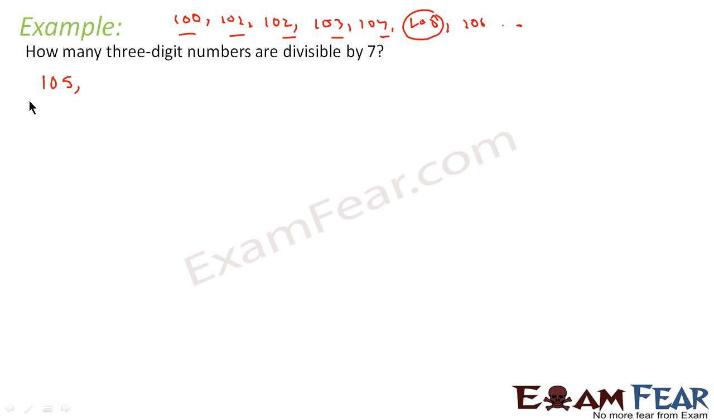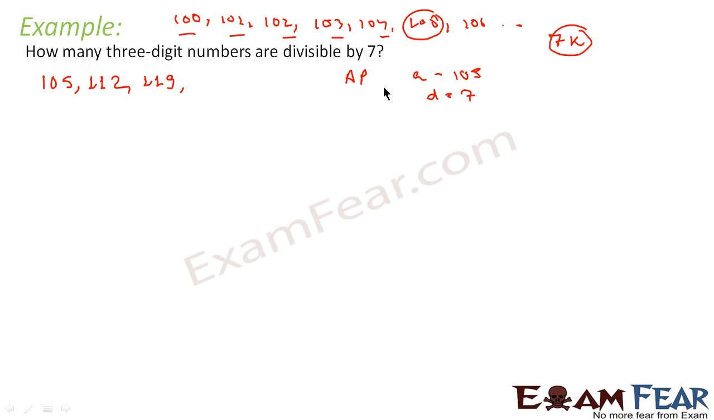The next 3-digit number that is divisible by 7 is 112, because the number should be of the form 7k. Then 105, 112, and the next is 119. The first number divisible by 7 that is a 3-digit number is 105, the second is 112, then 119. And this is an AP actually, with A as 105 and D as 7. But now since it is a finite AP, we are asking only for 3-digit numbers.